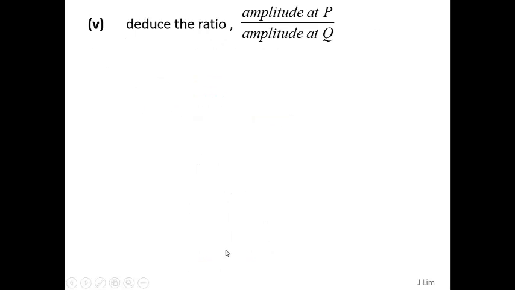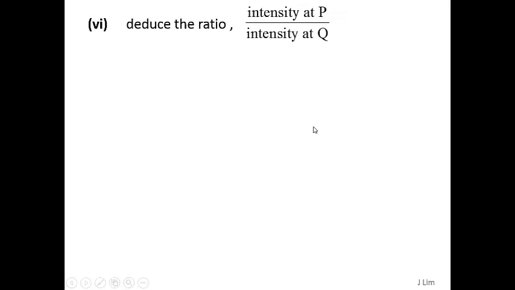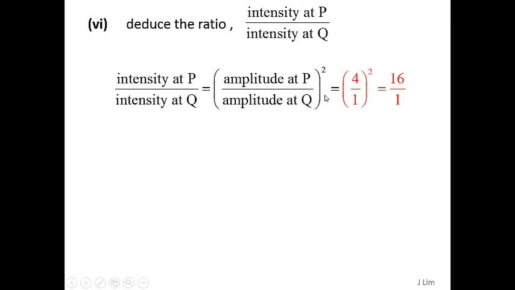Deduce the ratio of amplitude at P divided by amplitude at Q. So the amplitude ratio will be 4:1. The intensity is proportional to amplitude squared. So we have the intensity ratio as 16.